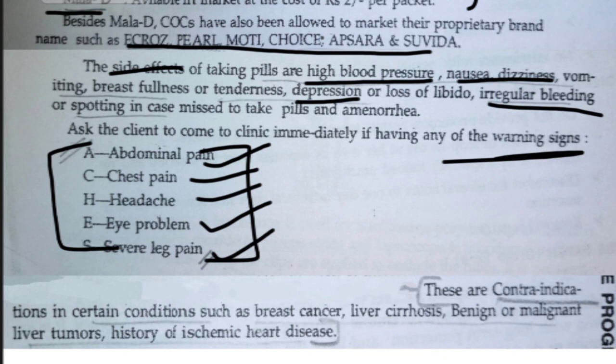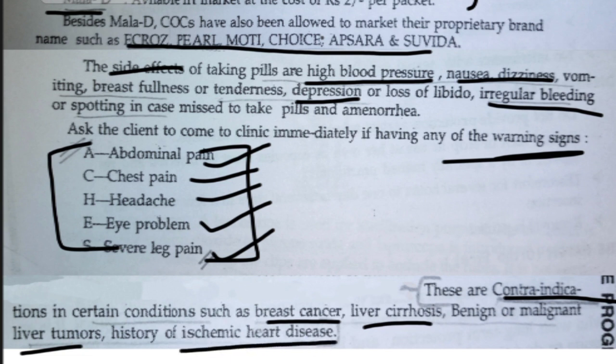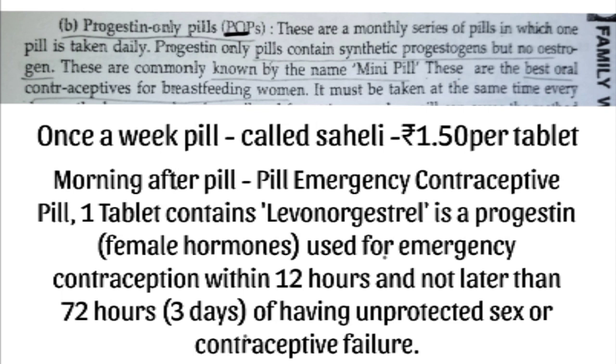And next, what are the contraindications, for which patients you should not provide COC? Breast cancer, liver cirrhosis, any kind of tumor in the liver, and if the patient has any kind of heart disorder. POP, which is also known as progesterone only pills.